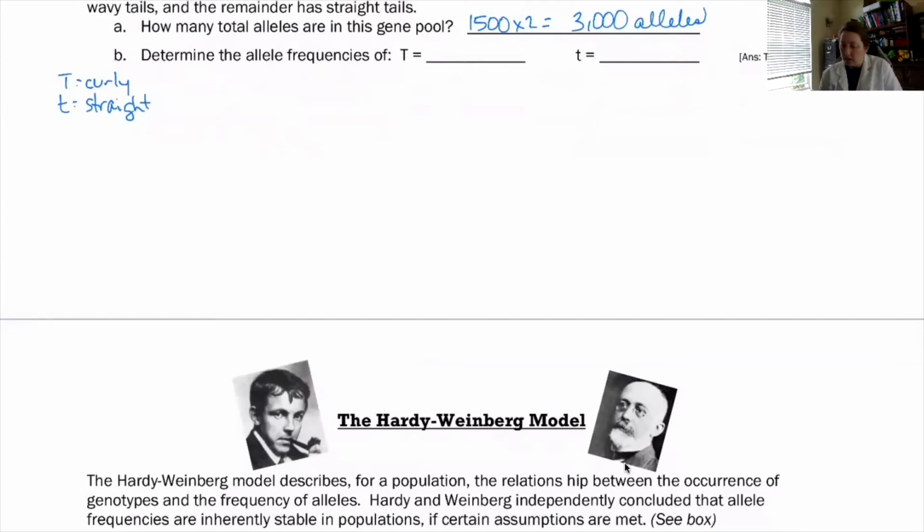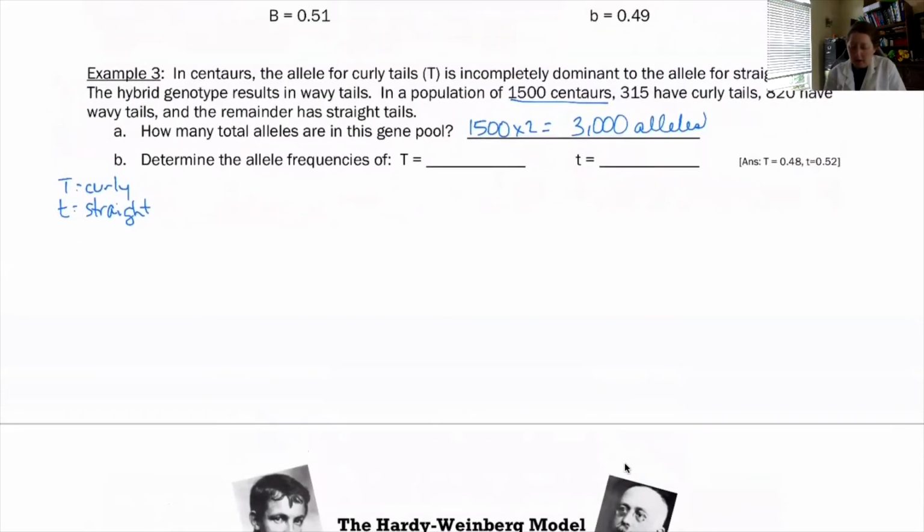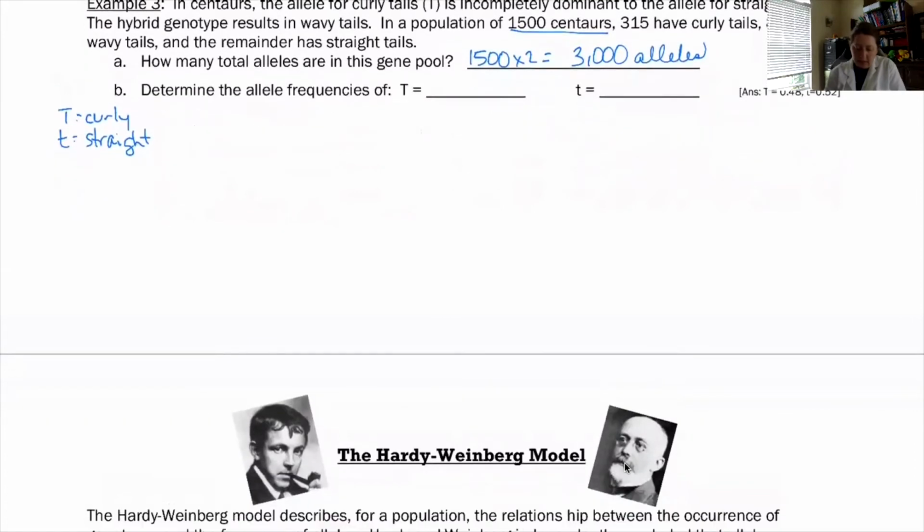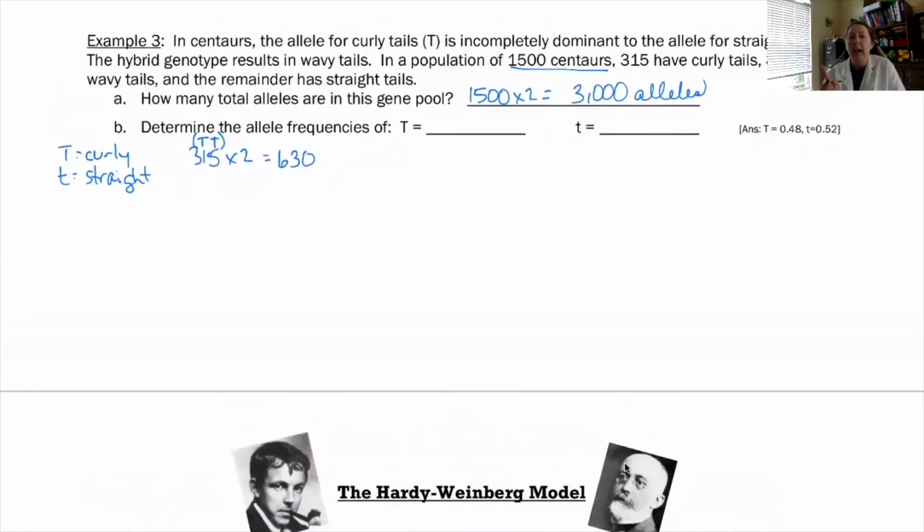Okay, so in this case, and this is one way to go about it, I know that 315 have curly tails. So 315 are curly. And so those are individuals, which means that in terms of their alleles, each one of those has two alleles. So they have two capital T's, right? So capital T, capital T. So 315 times 2 gives us, but then remember that we also have the heterozygote that we have to be thinking about. So the heterozygote is wavy.